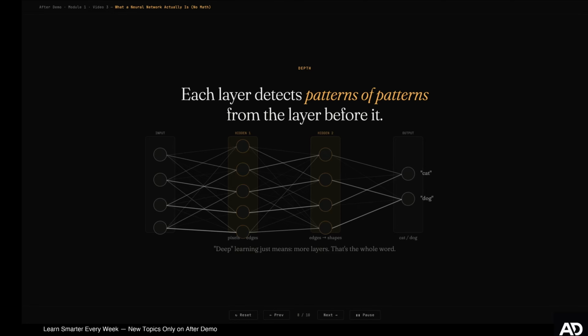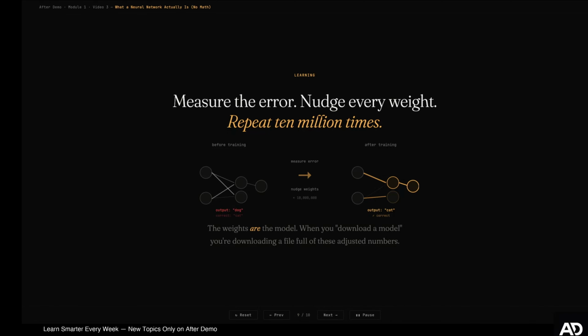Nothing mystical. Here's the question that should be bothering you by now. Who sets a weight? If the weights are volume knobs, if they determine which inputs each neuron cares about, who's turning them? Initially, nobody. The weights start as random numbers.